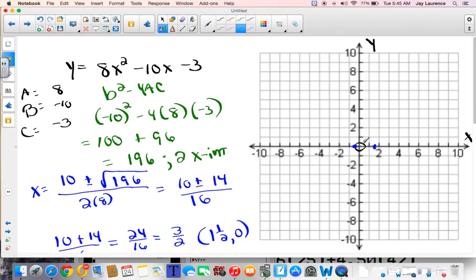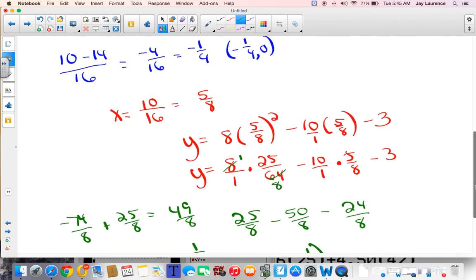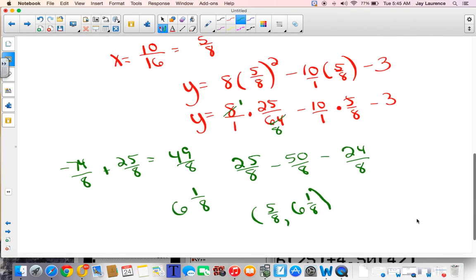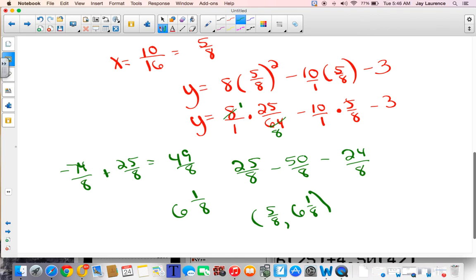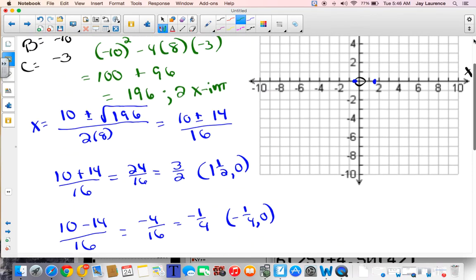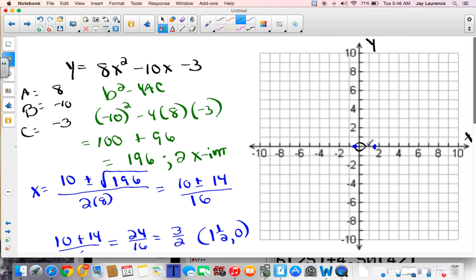So 5/8 would be a little bit more than a half, and then 6 1/8. This should be a negative, shouldn't it? Yeah, I have a sign error. Yep, that should be a negative right there, which makes that a negative. Sorry about that. Hopefully you caught it. So, negative 1, 2, 3, 4, 5, 6, and 1/8.